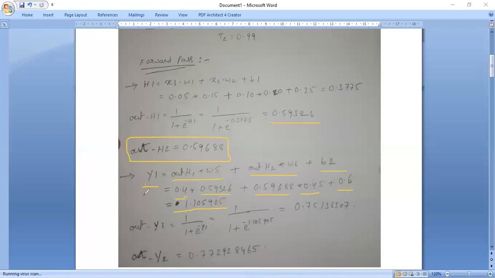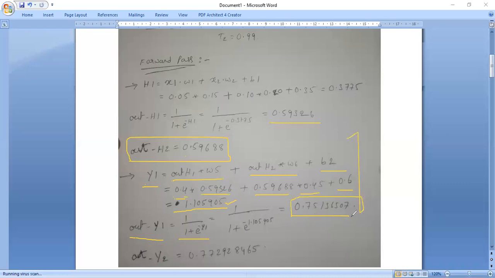After calculating the input of y1, we should calculate the output of y1. The formula for the output of y1 is 1 by 1 plus e to the power of minus net y1, which equals 1 by 1 plus e to the power of minus 1.105905. Finally we get the result 0.75136507. This is the output value of y1, the actual output of the network.